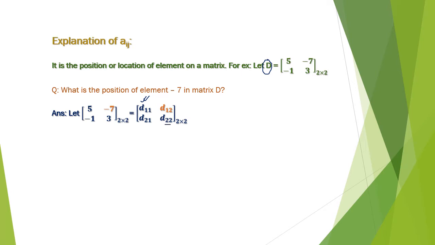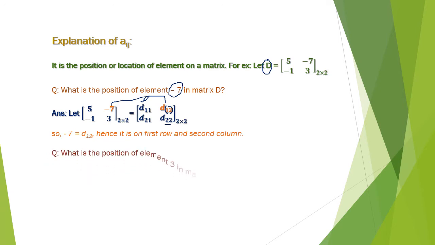Now, as it is asked for the position of -7, you can see by the color also, -7 lies on the first row, second column. So -7 equals D12, hence it is on the first row, second column, isn't it? 12 means first row, second column. You can easily answer this type of question. What is the position of element 3 in matrix D? Now again, in the same way, we can do it.